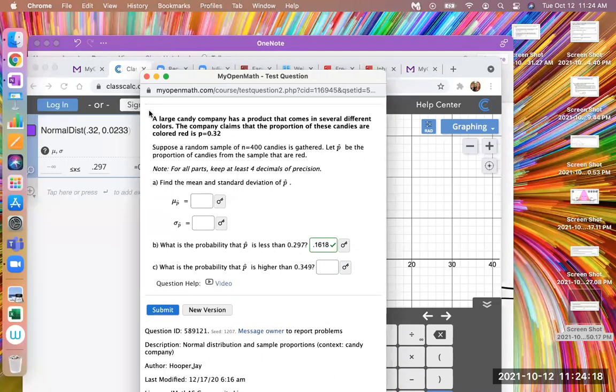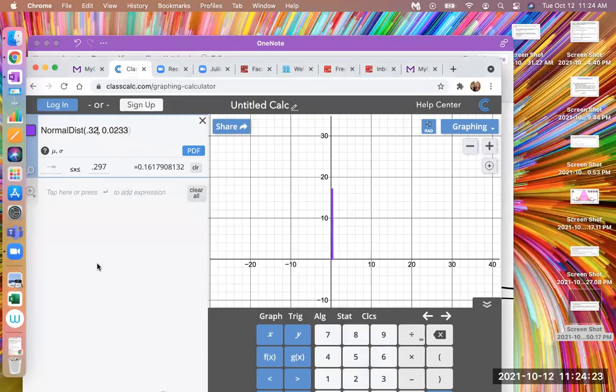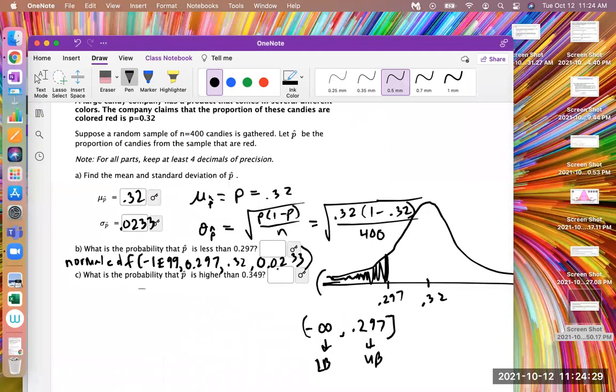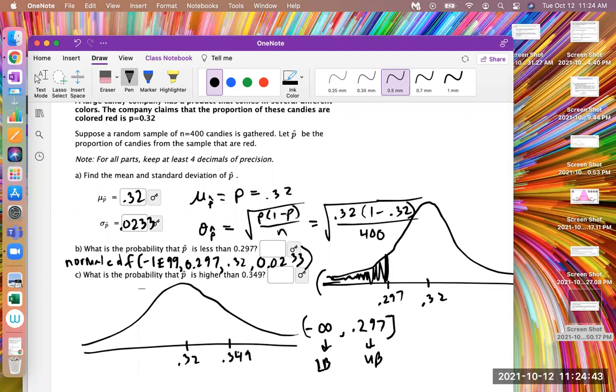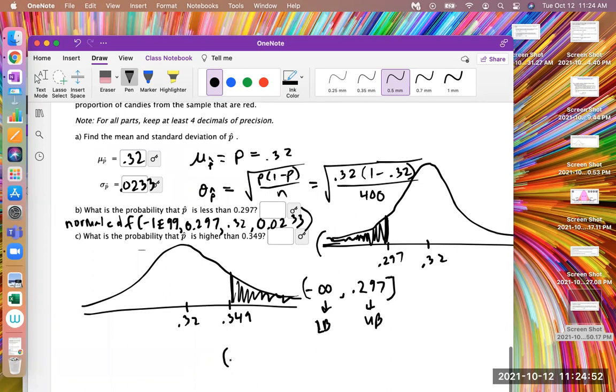What is the probability of p hat is higher than 0.349? The only thing that would be different with this one is they're still talking about the probability, so the picture that we would draw is a little different. This is the p, the mean is still 0.32, but then 0.349 would be to the right. And they want to see the probability if it's higher, where the higher numbers, higher than 0.349, are over to the right. So our new lower bound would be 0.349, and our upper bound would be positive infinity.